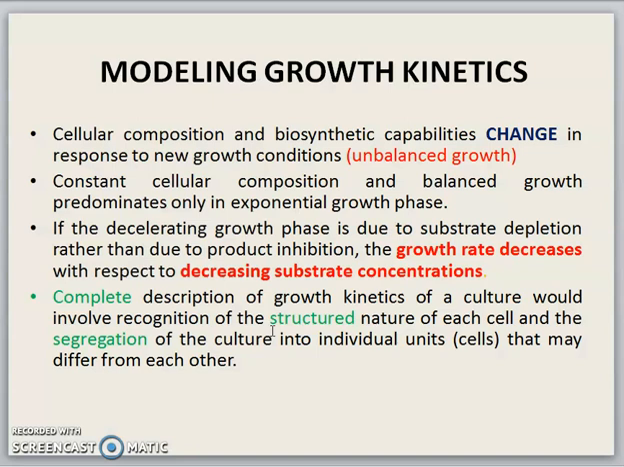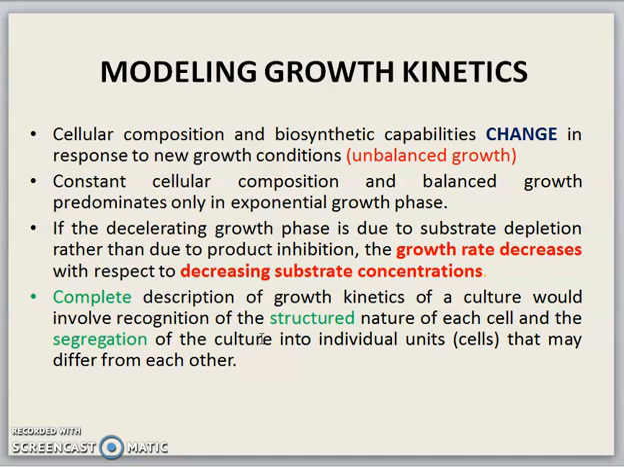Okay, class. The cellular composition and biosynthetic capabilities change in response to new growth conditions, which is known as unbalanced growth. The constant cellular composition and balanced growth predominate only in the exponential growth phase. If the decelerating growth phase is due to substrate depletion, meaning less substrate in the medium, rather than product inhibition, then the growth rate will decrease with decreasing substrate concentration.